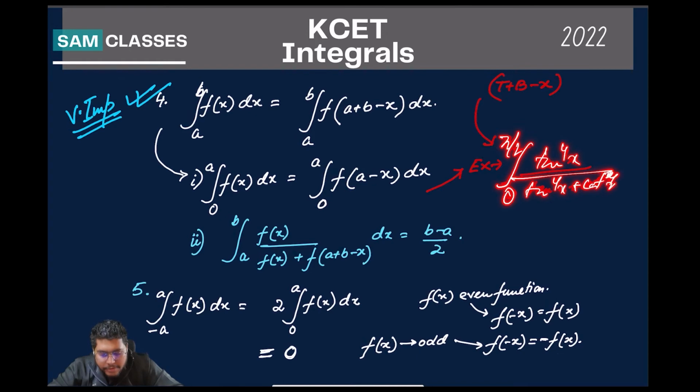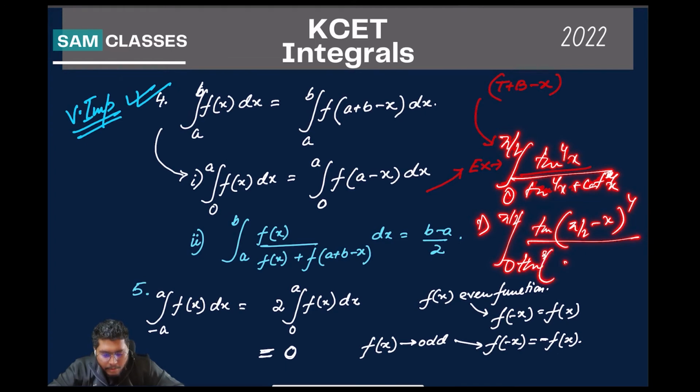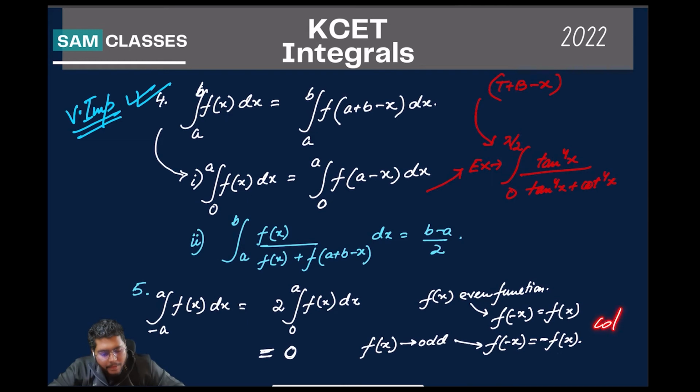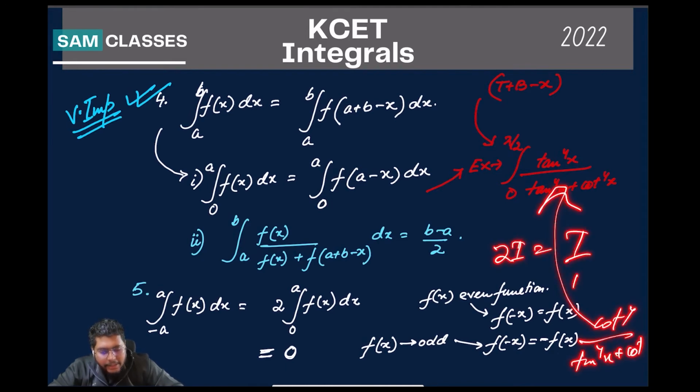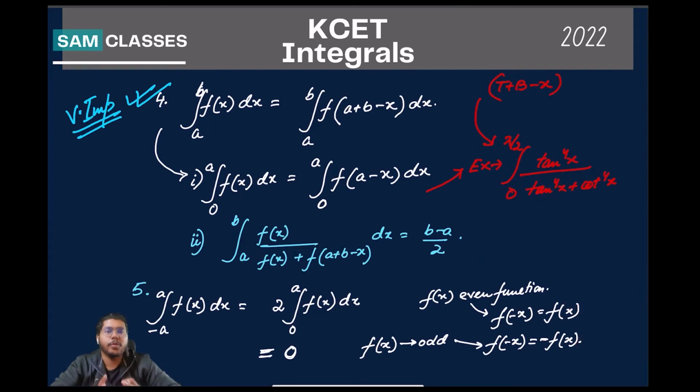Now, here, if I use this formula, what will happen? 0 to pi by 2, it is the same as tan power (pi by 2 minus x) whole power 4, same thing here, tan power (pi by 2 minus x) whole power 4 plus cot power 4. So this whole thing will change into cot power 4x by tan power 4x plus cot power 4x. Now, if I add both, 2I will be equal to 1, and directly I'll get the value of I is equal to half. So you can solve these questions in less than 30 seconds. We'll be seeing them very properly with the questions.